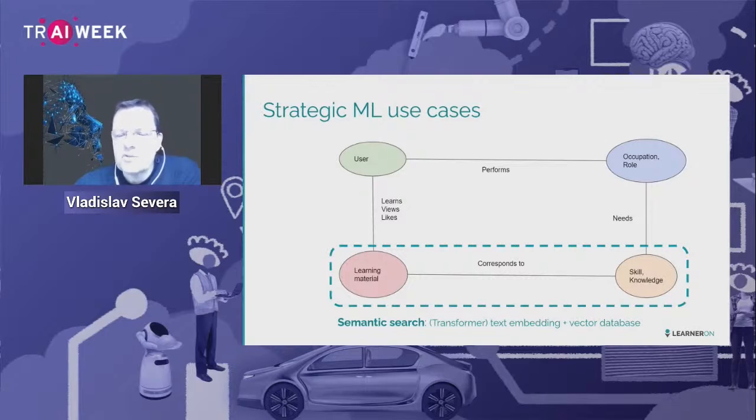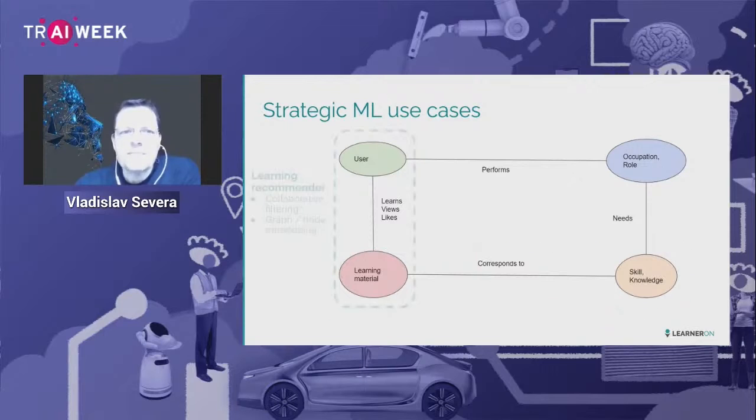And the semantic search, as you may know, works the way that we are embedding the text description of the learning material, embedding also the textual description of the skill item, and then we are storing the resulting vectors in a vector database, which is specifically tuned to perform the nearest neighbor search in real time. So this is how our semantic search is working.